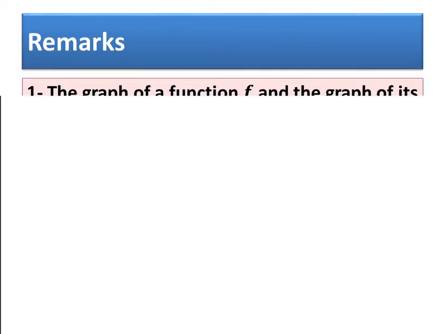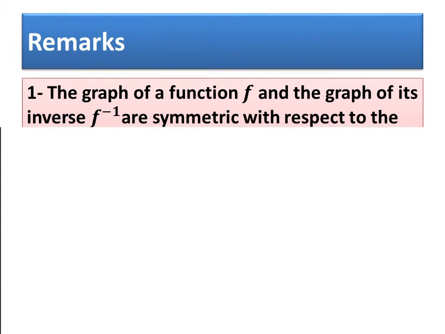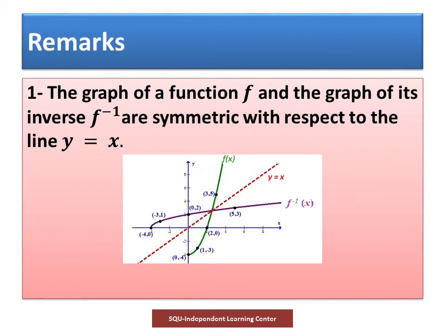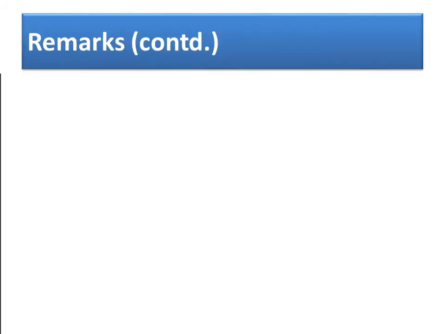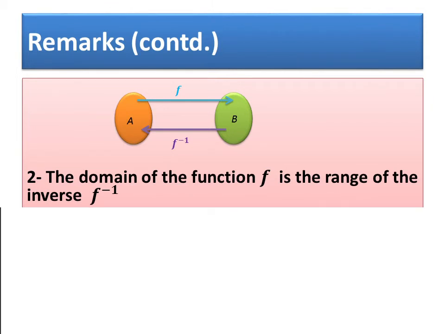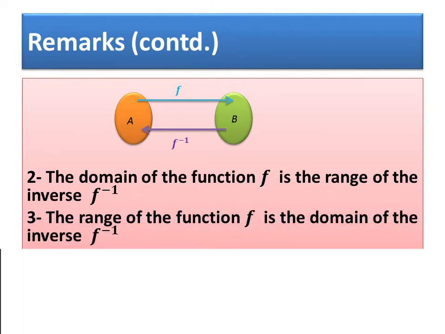Finally, we end our session with a few remarks. The first remark, the graph of a function f and the graph of its inverse f minus 1 are symmetric with respect to the line y equals x. As we see in front of us, we have f of x in green and f minus 1 of x in purple. And these two graphs are the reflection of one another in the line y equals x. The second remark, the domain of the function f is the range of the inverse f minus 1. Remark number 3, the range of the function f is the domain of the inverse f minus 1.